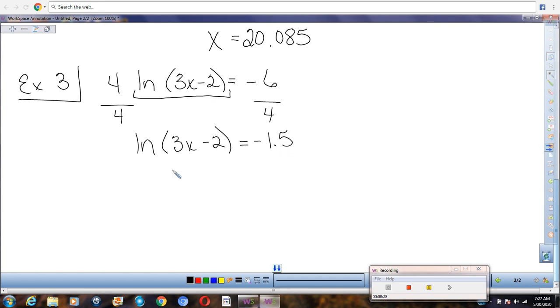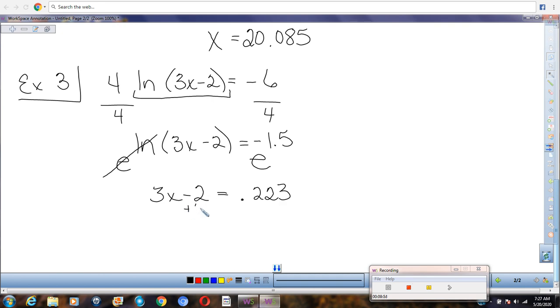Then, because the natural log is now by itself, I can do e to the base of each one of these. So e to the natural log will cancel, leaving me with 3x minus 2. And on this side, if I type in my calculator e to the negative 1.5, I get 0.223. Then I just want to solve the remaining equation.